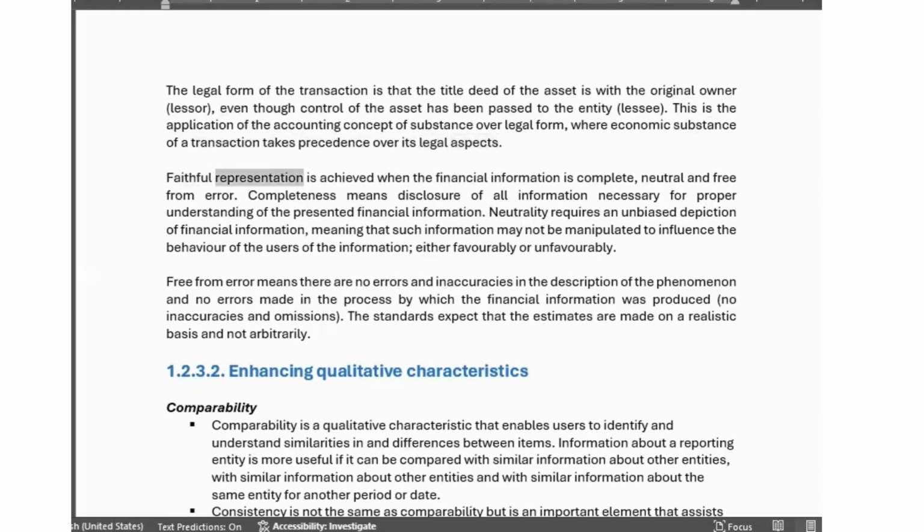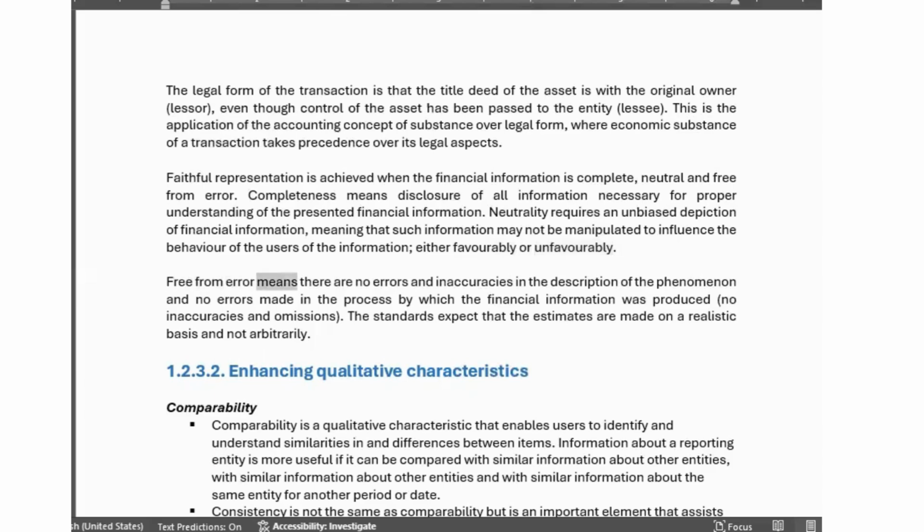Faithful representation is achieved when the financial information is complete, neutral, and free from error. Completeness means disclosure of all information necessary for proper understanding of the presented financial information. Neutrality requires an unbiased depiction of financial information, meaning that such information may not be manipulated to influence the behavior of the users of the information, either favorably or unfavorably.